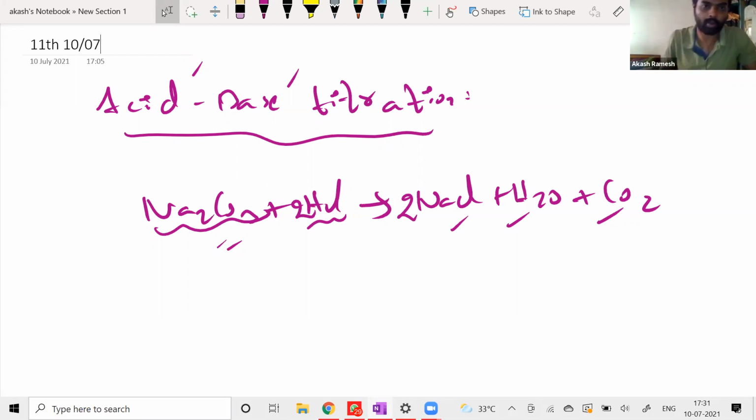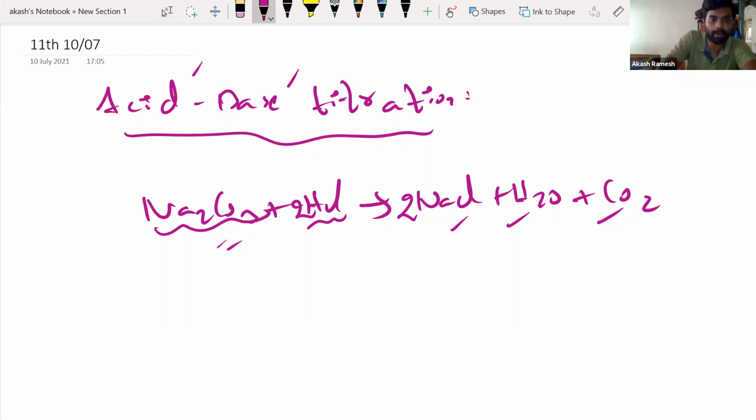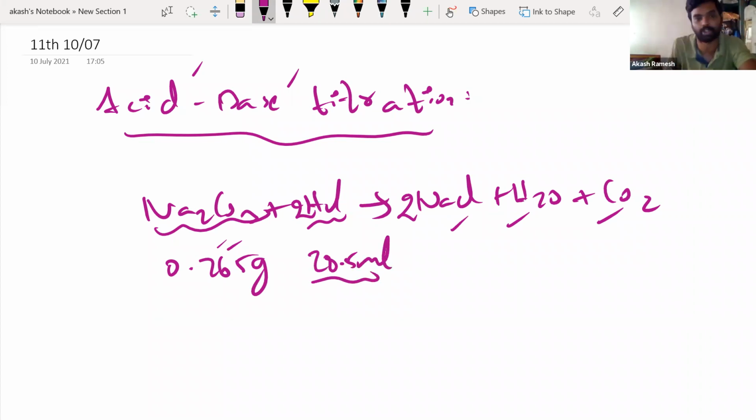So let us look at what data they have given us. They've given us 0.265 grams of Na2CO3. And one more data is known. In the titration from the burette, I have 28.5 ml of HCl used. All I need to know is the molarity of this HCl solution. Simple. Okay, right. Now they have given mass.